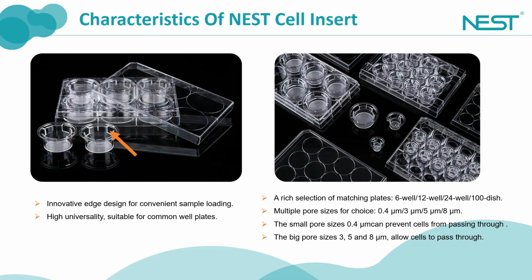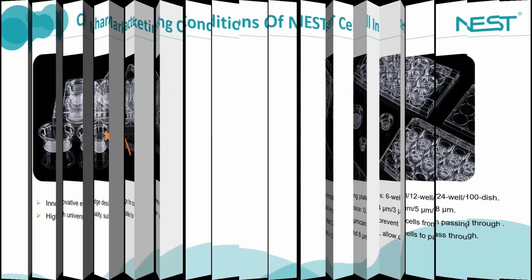The membrane of our cell inserts has multiple pore size options. The membranes with a small pore size are designed to prevent cells from passing through, and the ones with big pore size allow cells to pass through. Normally, the earlier one is used in toxicity trials of some cells, while the latter is generally for migration trials of tumor cells. The commonly used pore sizes are 3 μm, 5 μm, and 8 μm.